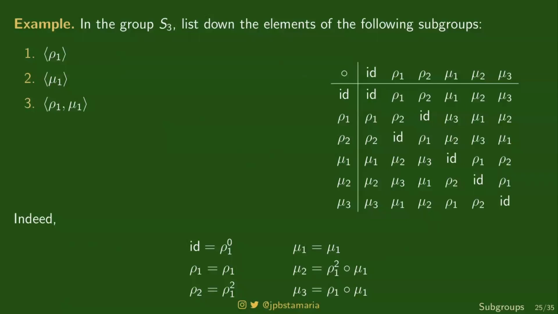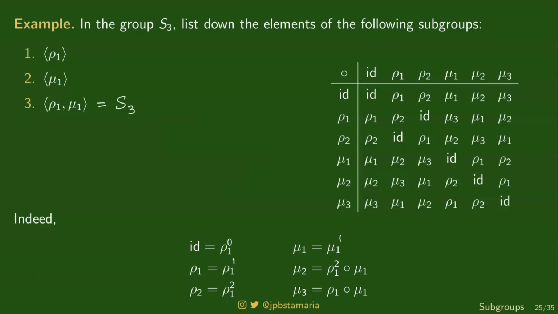no? Itong mga equations na ito, pinapakita how we can express every element of S3 as a product of row 1 and mu1. Si ID ay row 1 to the 0, si row 1 ay row 1 to the 1. Nakalimutan ko na sulat yung 1 doon. Si row 2 ay row 1 squared, si mu1 ay mu1 to the 1, si mu2 ay row 1 squared times mu1, at si mu3 ay row 1 times mu1. In other words, lahat ma-generate mo out of row 1 and mu1. Kaya nga ito ay S3.